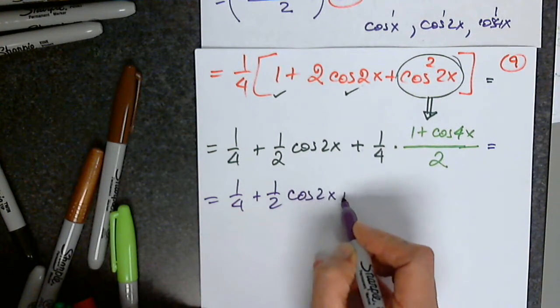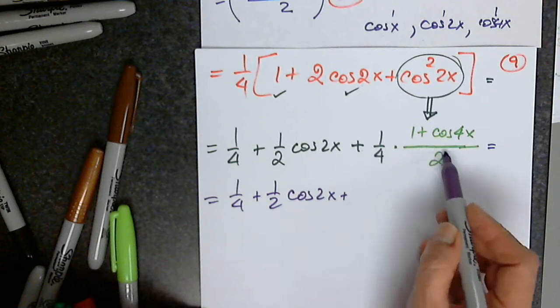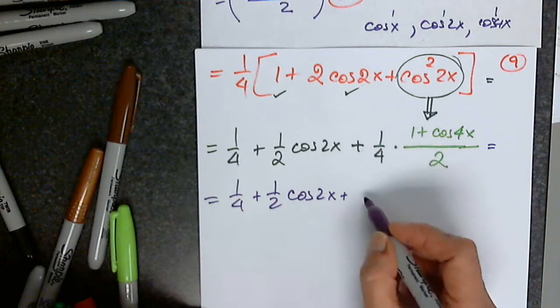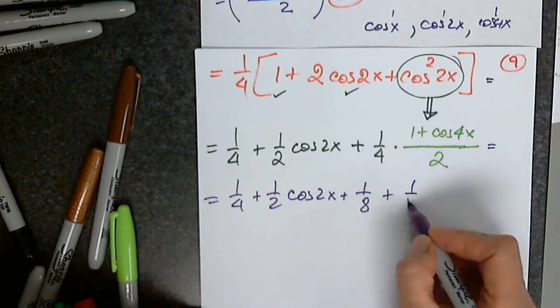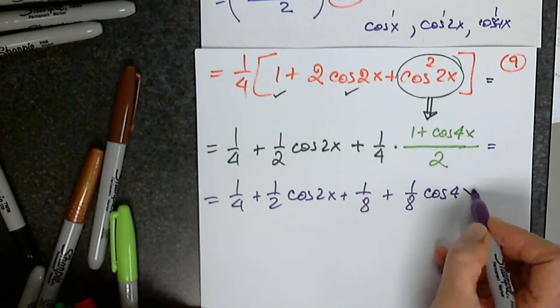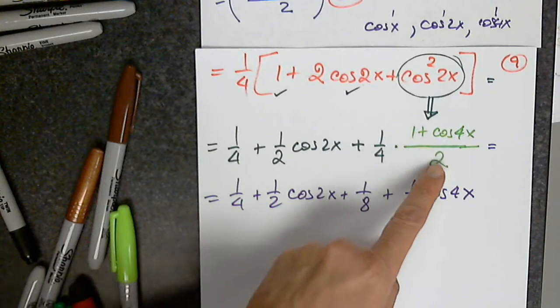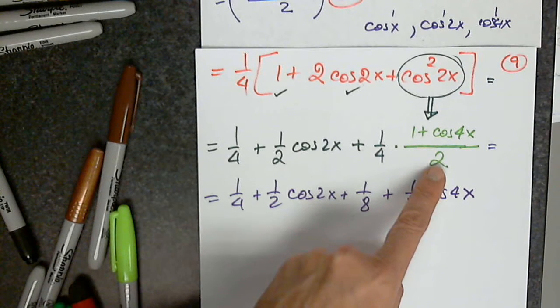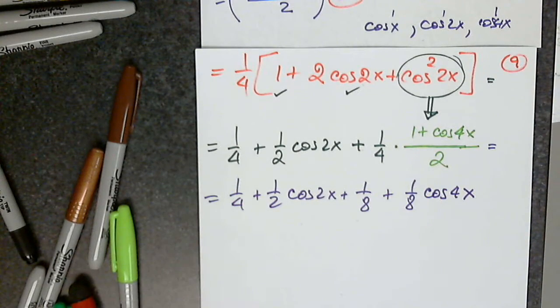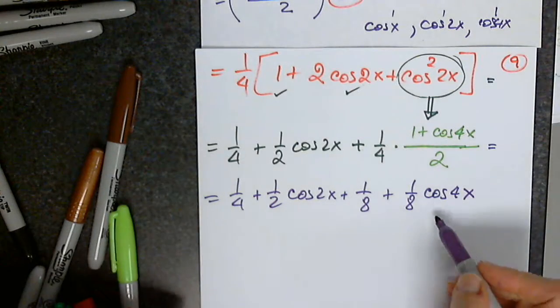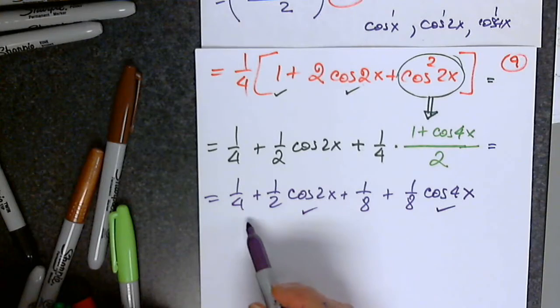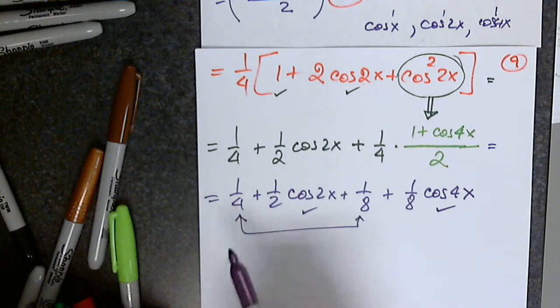1/2 cosine twice x, and this is 1/8. 1/8 times 1 plus 1/8 times cosine 4x. What I did, I split this fraction into 1/2 and 1/2 cosine 4x, and then multiplied by 1/4. So this is okay, it's done. This is okay, it's done. I only have to add these 2.